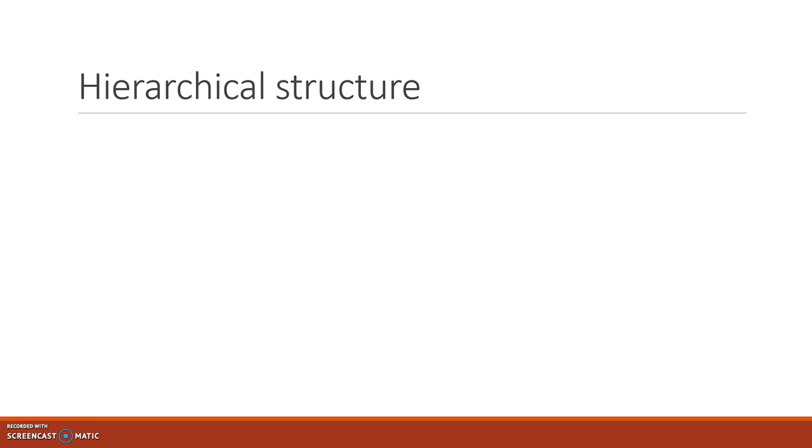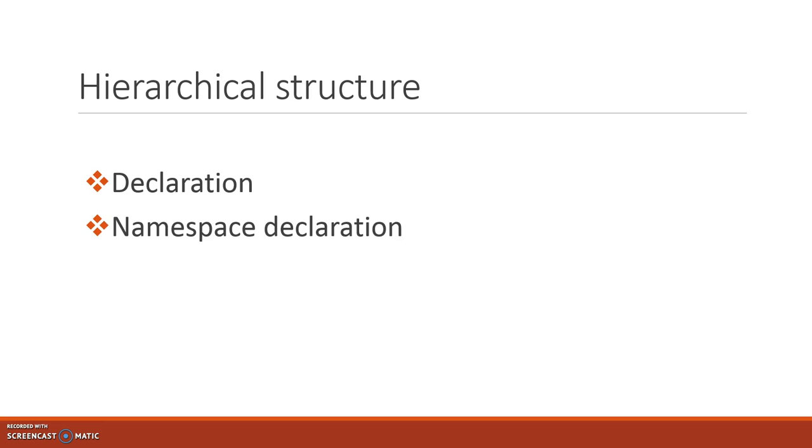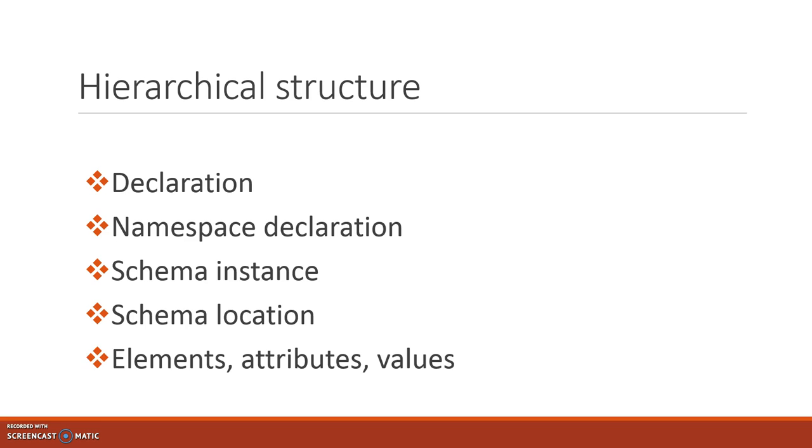Overall, MARC XML structure is pretty simple. Well-formed, valid MARC XML will include a declaration, as always, XML declaration up at the top, followed by the namespace declaration, schema instance, schema location, and then all the elements, attributes, and values. This is just a little refresher from the previous lecture, and this is just going to be what you learned in the last session, but in reference to MARC records.